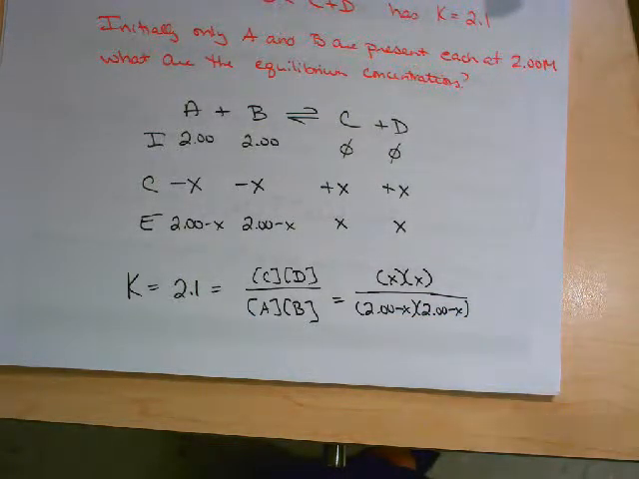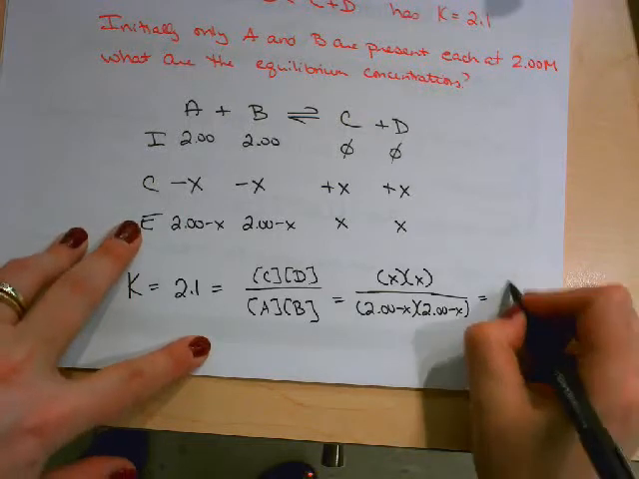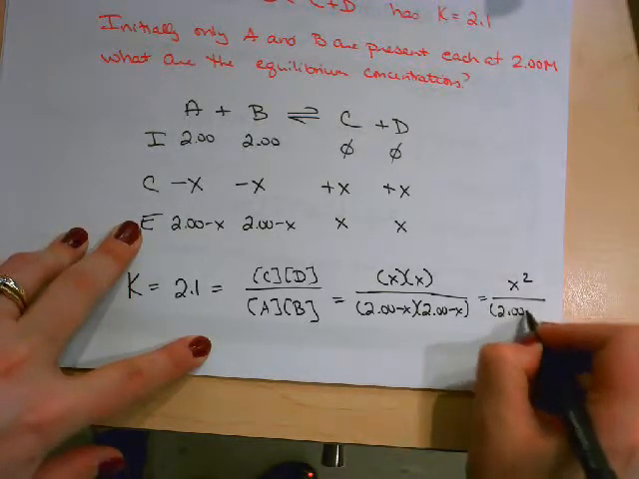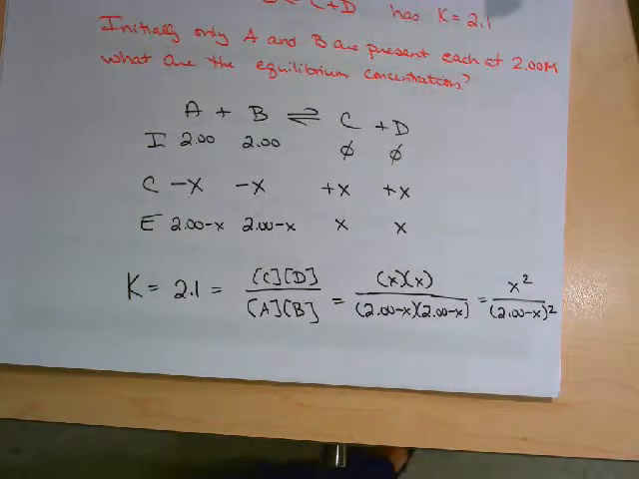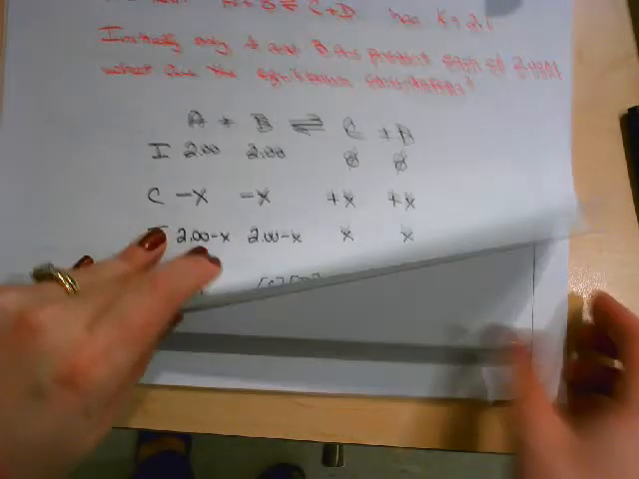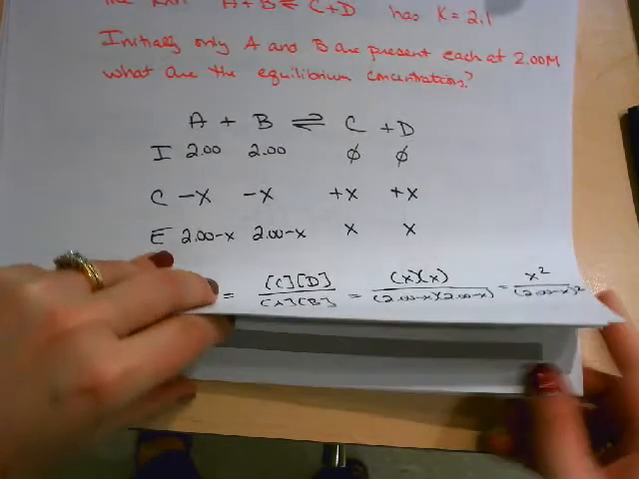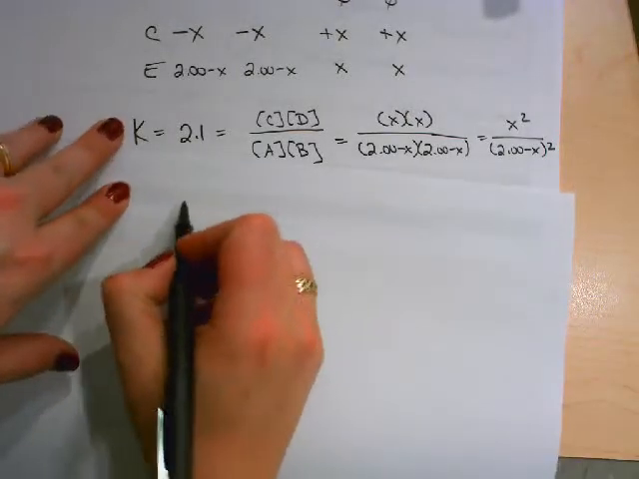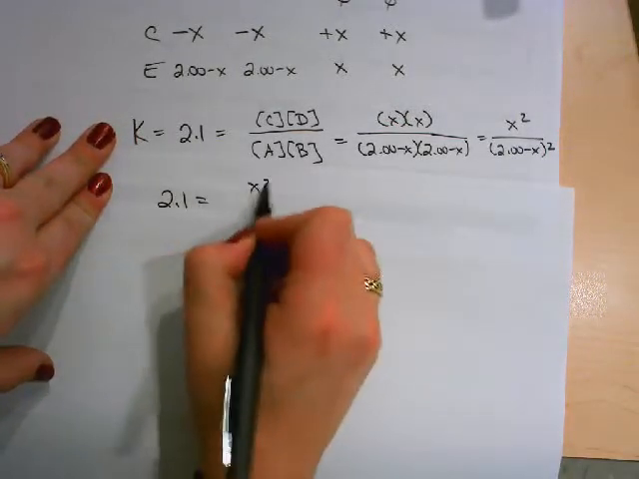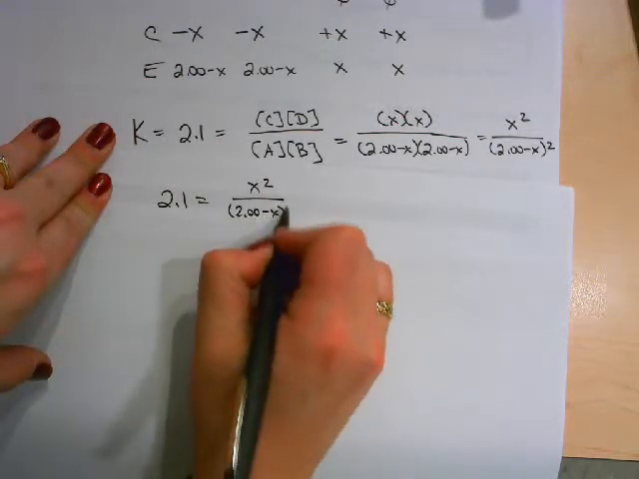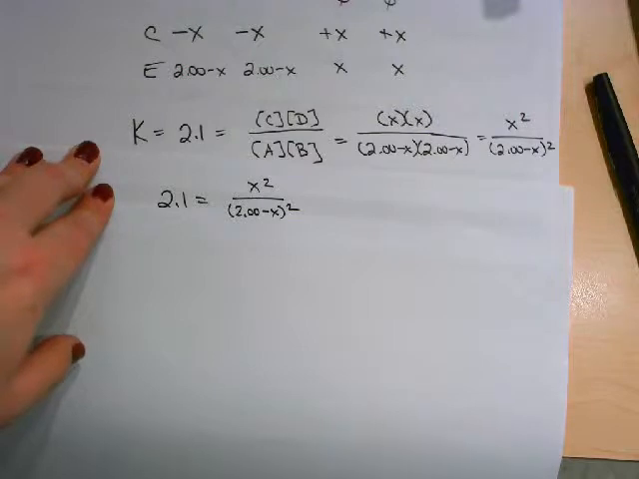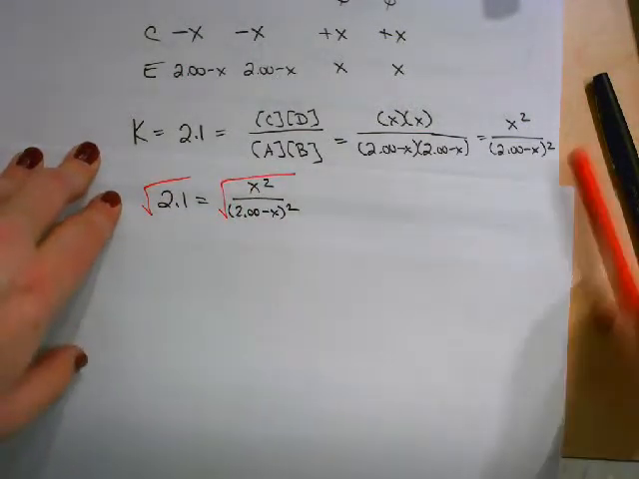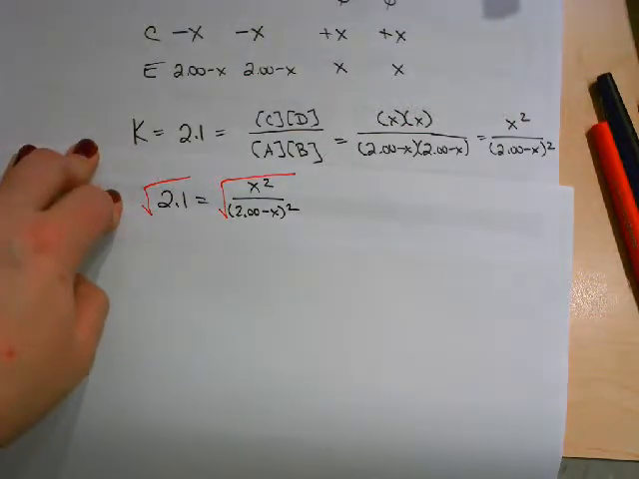Alright, what's one thing I can do right off the bat to simplify this? Right, I am going to take the square root. I'm going to make it look more obvious why. Alright, because now I have x squared over 2 minus x squared. So a simple math thing I can do to make that work out. Alright, so I'm saying I have this. I take the square root of both sides. So what's the square root of 2.1?